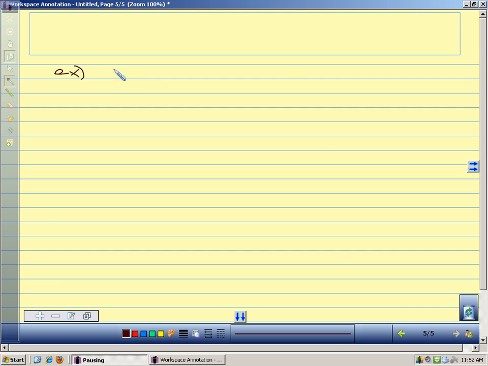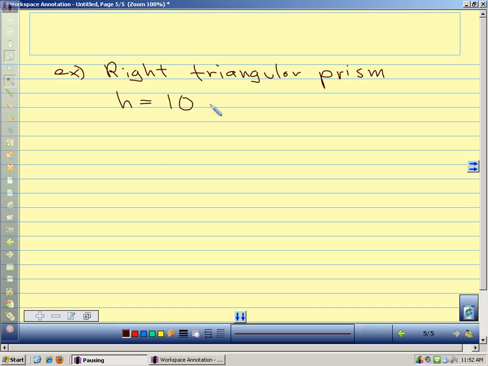So we have a right triangular prism. And the height is 10 centimeters. And this is the base.